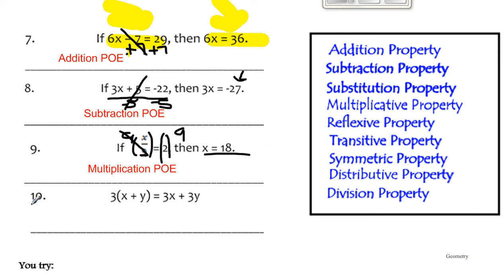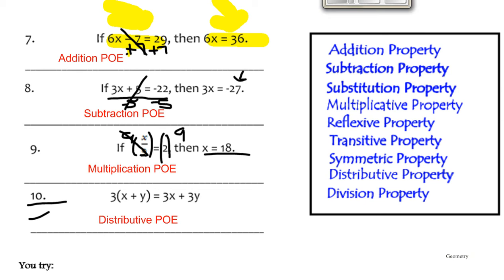All right, last one, and then we're going to try a formal proof, and that is going to help us end up our unit and get ready for our test. All right, so number 10. Hopefully this is a real easy one. Pause the video and tell me what you think.